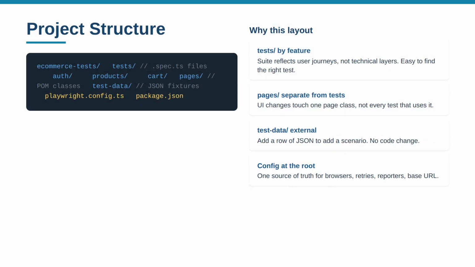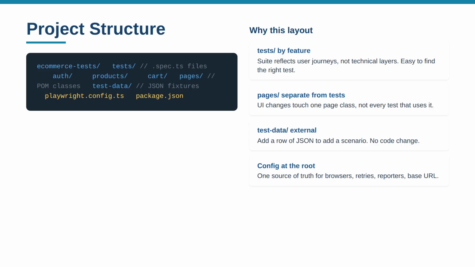Your project structure is a design decision that will either help or hurt you as the suite grows. The tests folder is organized by feature: auth, products, cart, checkout. This mirrors how users think about the application, not how it is built internally. When a new engineer joins and needs to find the checkout tests, they go to the checkout folder. It is immediately obvious.